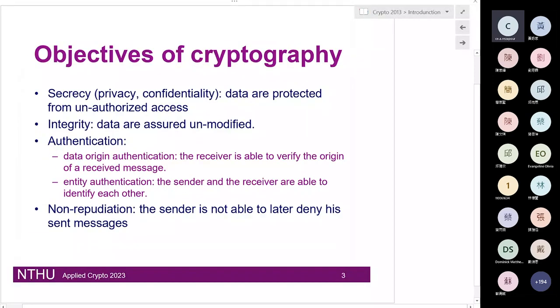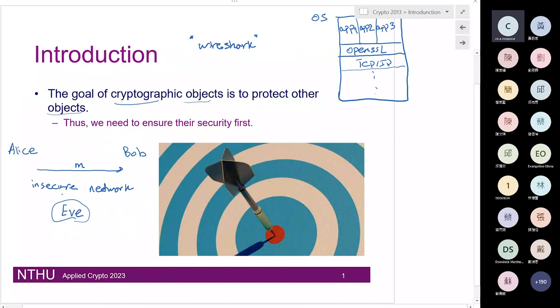Speaking of the objectives of cryptography, the very first thing that would cross your mind is secrecy. We can discuss secrecy in two different parts: privacy and, at the same time, confidentiality. The goal of both is that the data should be protected against unauthorized access. If you go back to the first slide, we had Eve here, and Alice is sending some message to Bob. One of the objectives is that we want Eve, an unauthorized user, not to learn what message M is. The only authorized party here is Bob, because this message is intended for Bob.